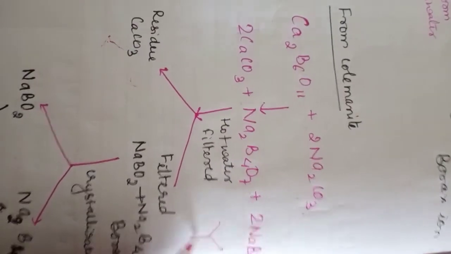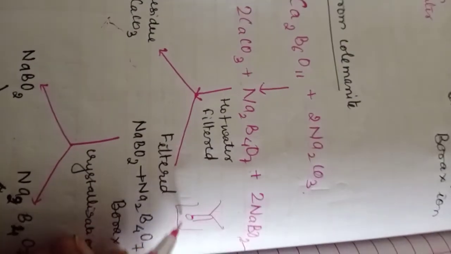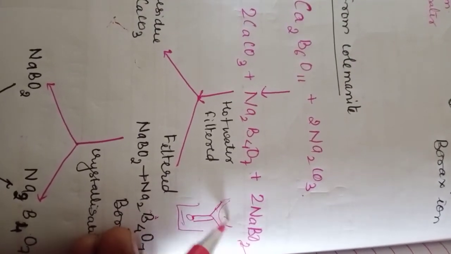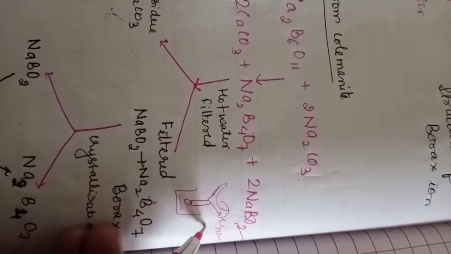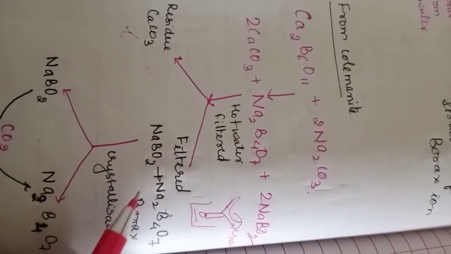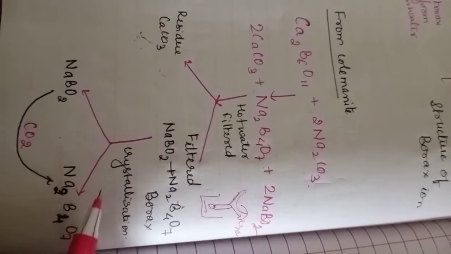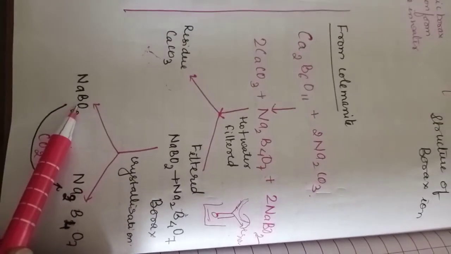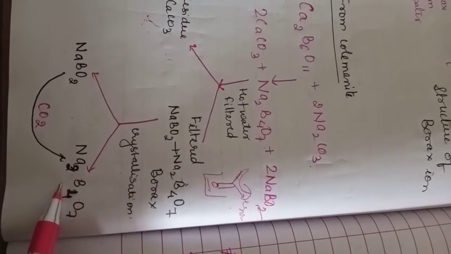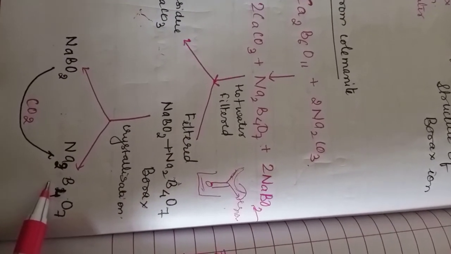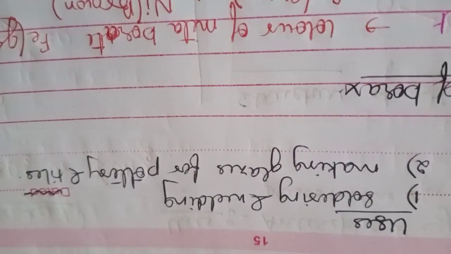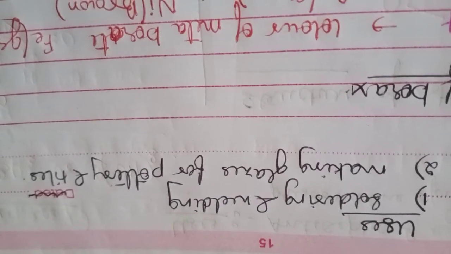Suppose I am doing a filtration: in the receiver I get the filtrate, and on top of the filter paper I get a residue, which is calcium carbonate. Now this filtered mixture can be further crystallized. On crystallization I get NaBO2. On treatment with carbon dioxide it gives borax again. The uses of borax: it is used in soldering, welding, and making glaze for pottery and tiles.